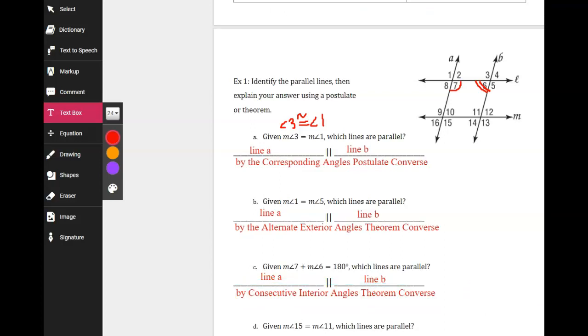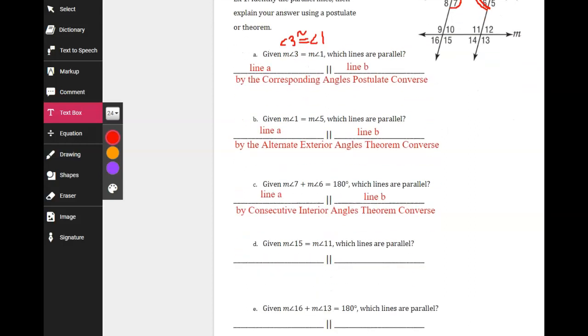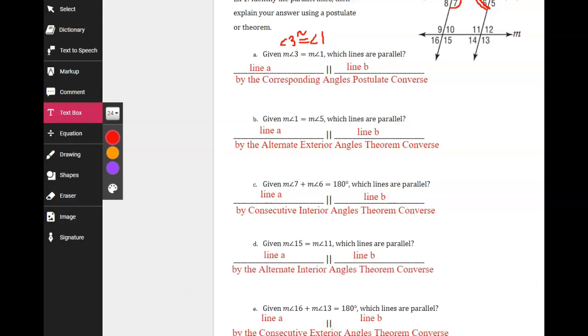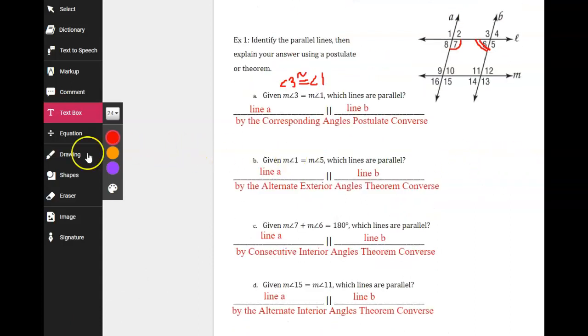So what I'd like for you to do is move on to part D and part E using the same diagram. I'd like for you to complete those two while you've paused your video and then turn it back on to check back and make sure you got the right answer. Pause your video. So part D mentions that the measure of angle 15 is equal to the measure of angle 11.